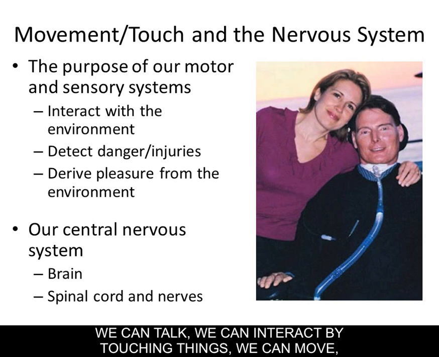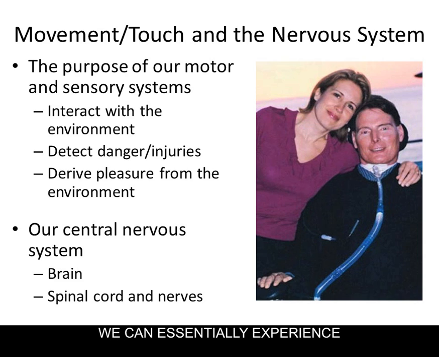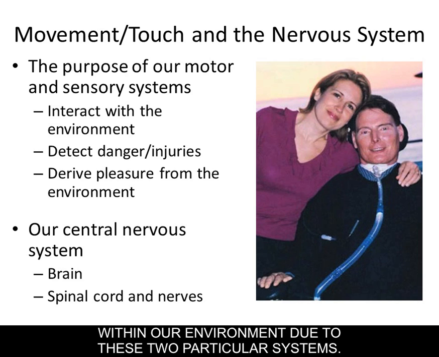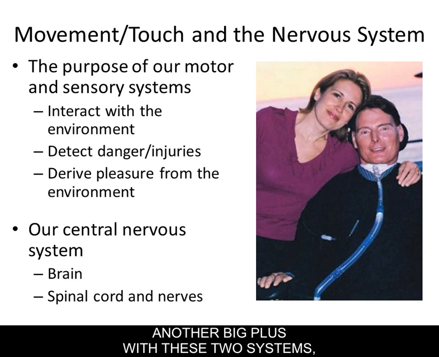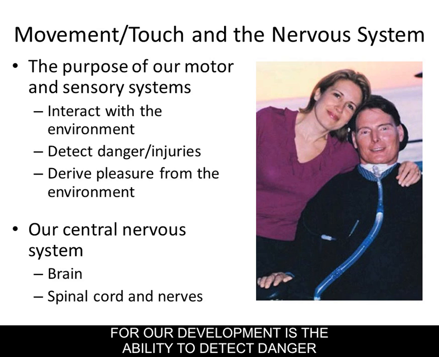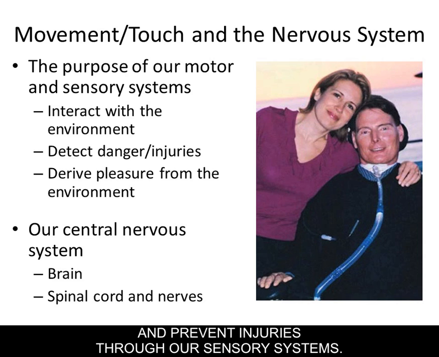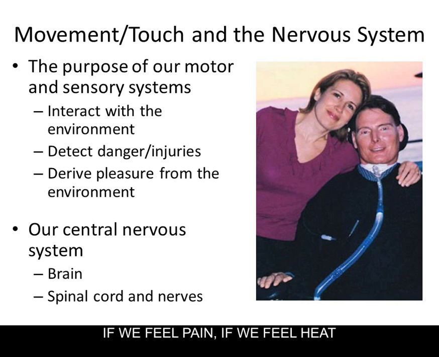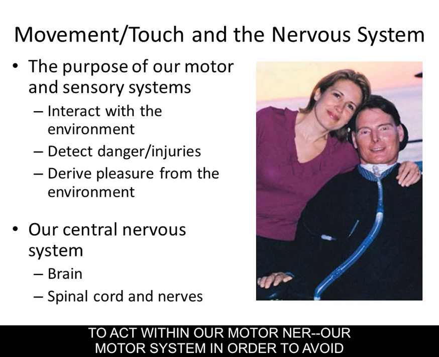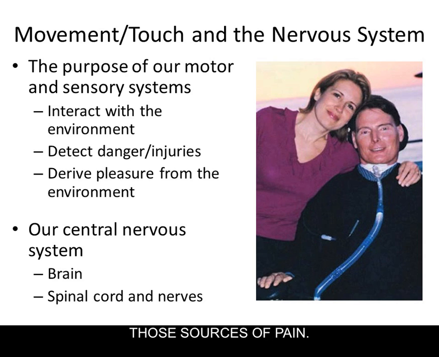We can talk, we can interact by touching things, we can move, and we can essentially experience and cause change within our environment due to these two particular systems. Another big plus with these two systems, one that's absolutely critical for our development, is the ability to detect danger and prevent injuries through our sensory system. If we feel pain, if we feel heat, our brain is actually hardwired to change our behavior, to activate our motor system in order to avoid those sources of pain.